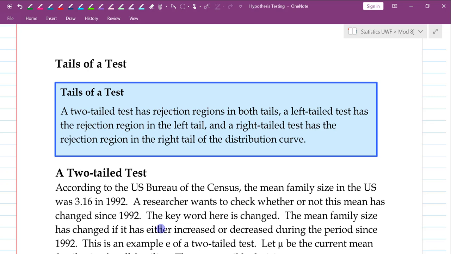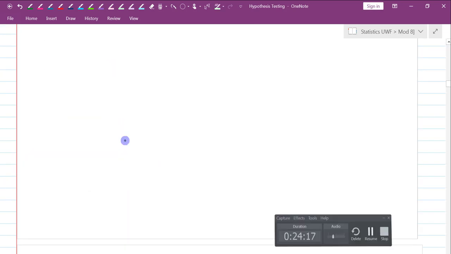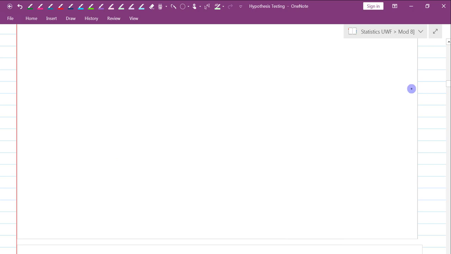We're going to choose to control our alpha, which means I would rather let a person go free if they're really guilty than put an innocent person behind bars, okay? In other words, I would rather miss the fact that the process has changed and the mean has really changed than conclude falsely that the mean has changed on a production when it hasn't changed. Okay, we have three different scenarios when it comes to hypothesis testing.